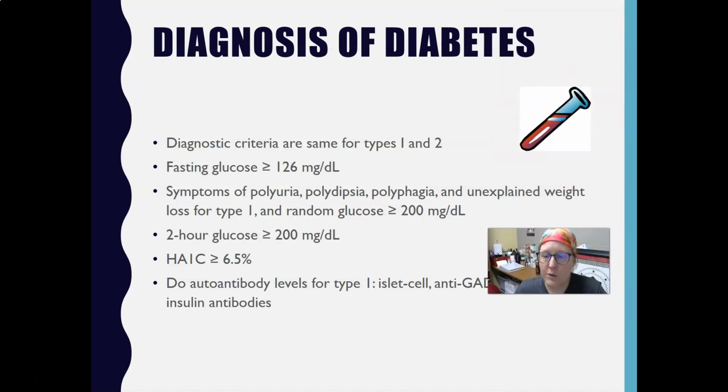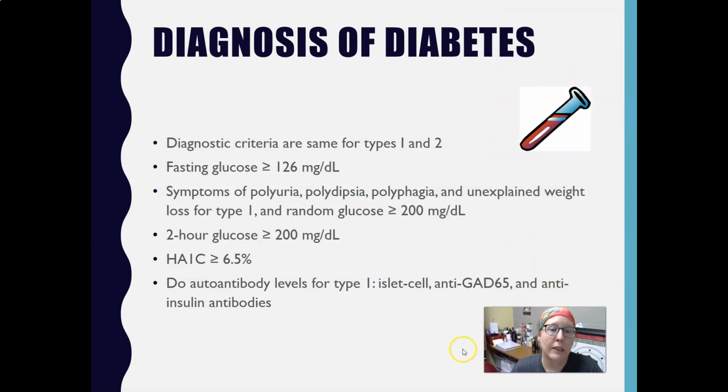So how do we diagnose diabetes? This is the business that we're in. The diagnostic criteria are the same for type 1 and type 2 as far as the glucose is concerned. Any fasting glucose above 126 is considered the cutoff for diabetes. So if you're above that, you have diabetes.